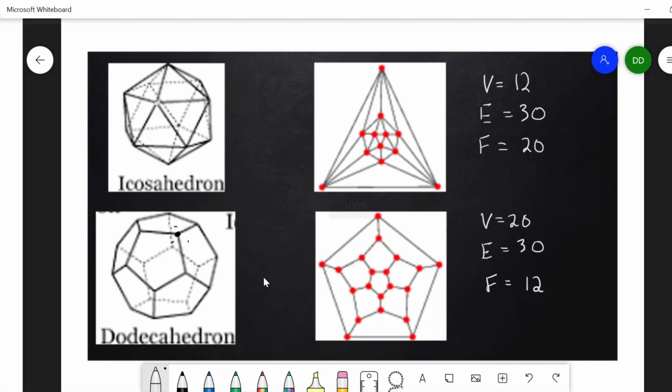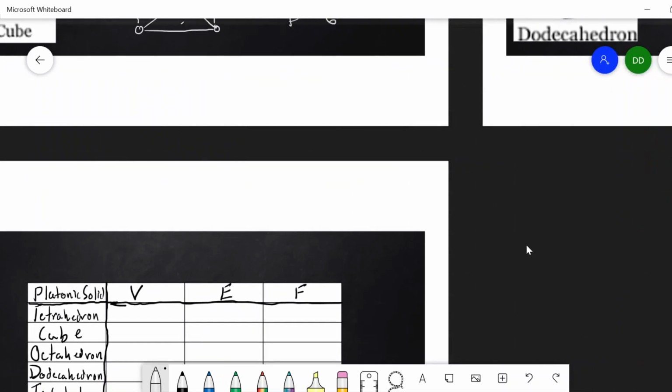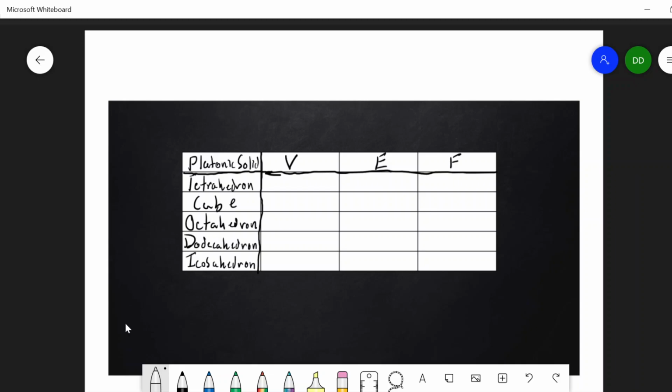Okay, so, right. We're getting to keeping track of these vertices, edges, and faces. I guess let me just write these down one more time. So the tetrahedron was 4, 6, 4. Cube was 8, 12, 6. Octahedron, right, is the dual of the cube. It's 6, 12, 8. Notice how the vertices and faces switch. Dodecahedron was 20, 30, 12, and then 12, 30, 20 for the icosahedron.